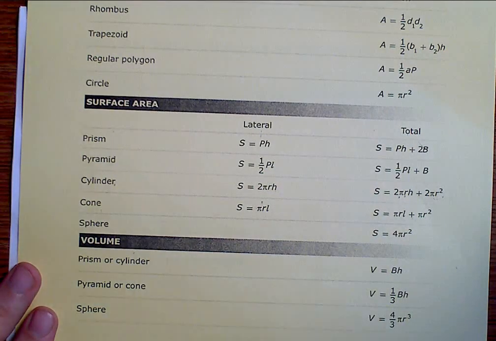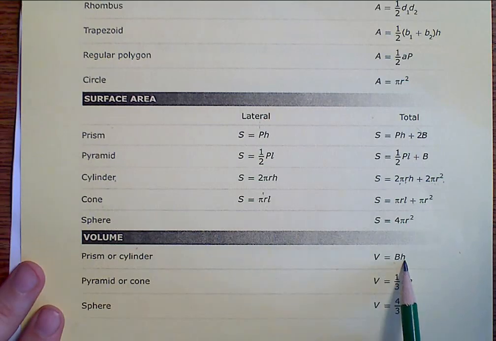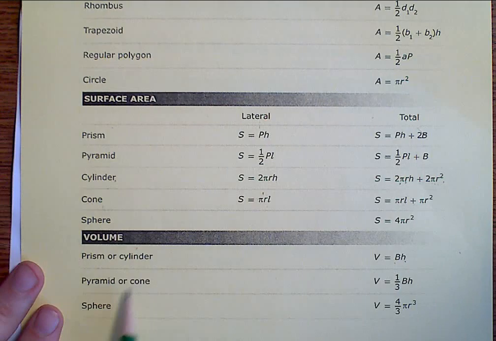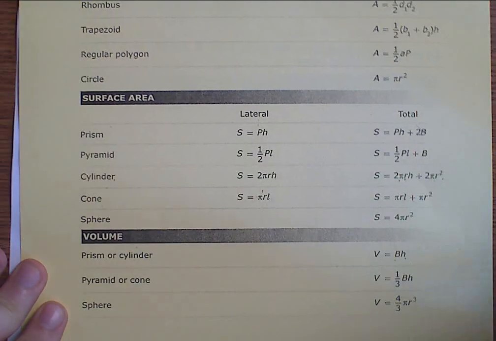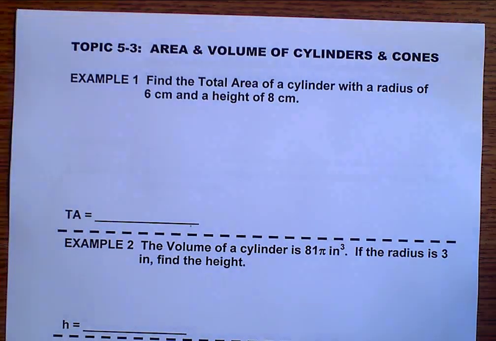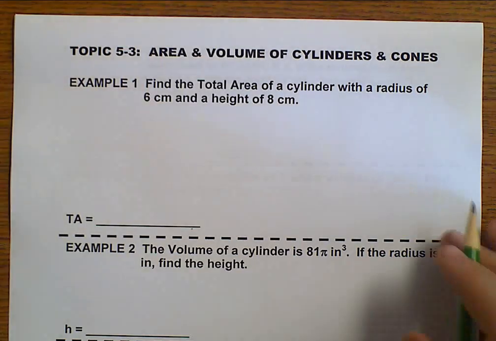Now, the volume of our cylinder is area of the base times the height, which will be pi r squared h, and the volume of our cone would be 1/3 of area of the base times height, which is 1/3 pi r squared h. So, I'm going to be referring back to this as we work through our problems here.